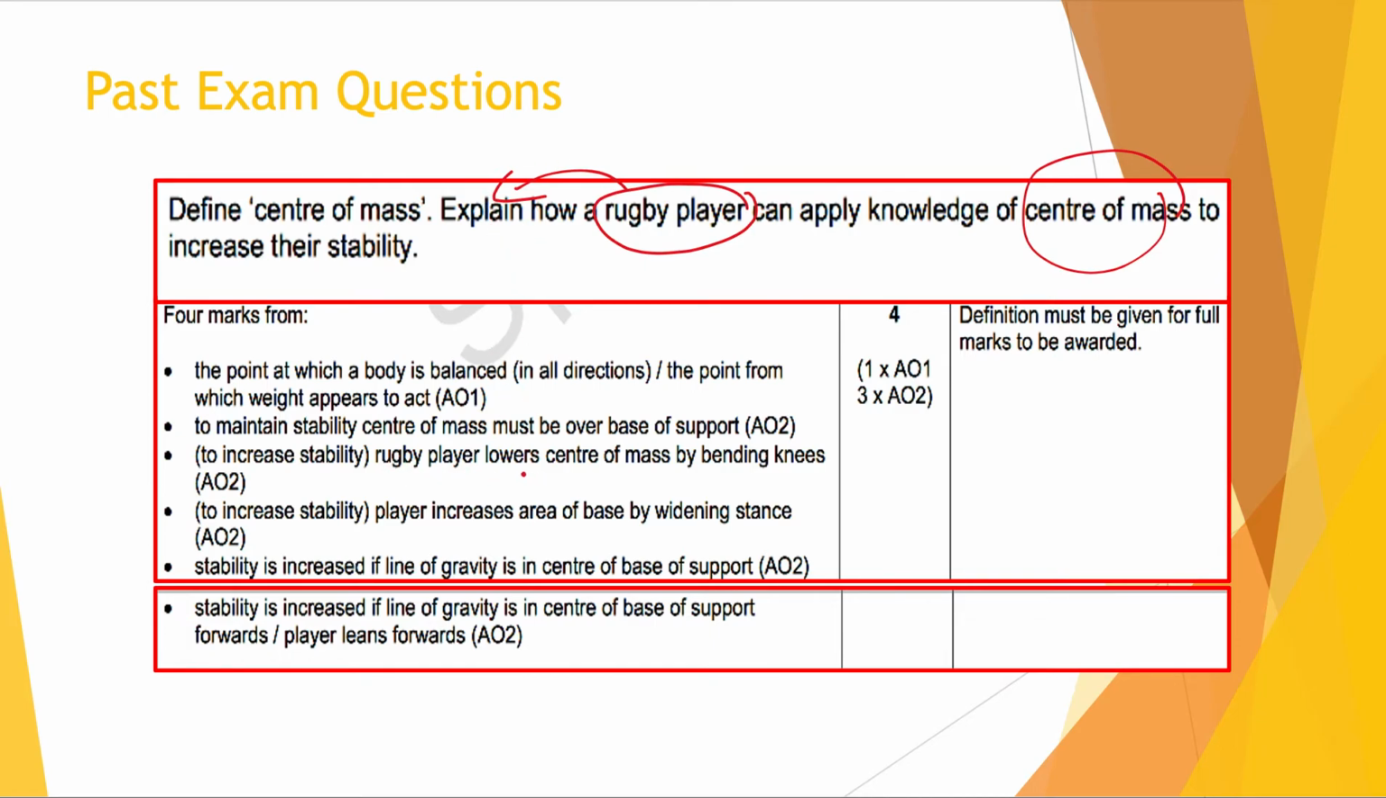So, the rugby player lowers their centre of mass by bending their knees and thus can increase their stability. You may have said the player increases the area of their base of support by widening their stance. And that's still to do with centre of mass because you might have brought it on from this idea of the base of support. Stability increases if the line of gravity is within the base of support, and therefore you might have said that the player leans in a certain direction or maintains their centre of mass within the base of support when they're in a tackle in order to maximise their stability. So it would be 1 mark for one of these and then 3 marks for any of these points.